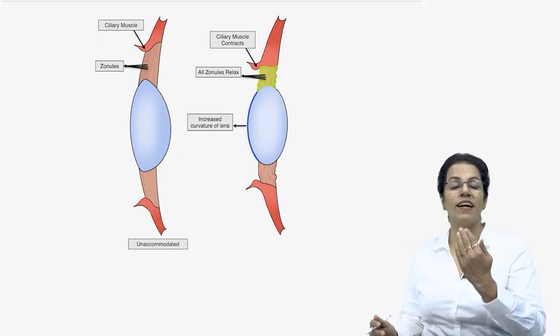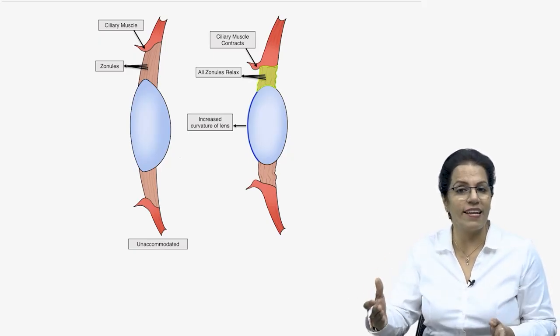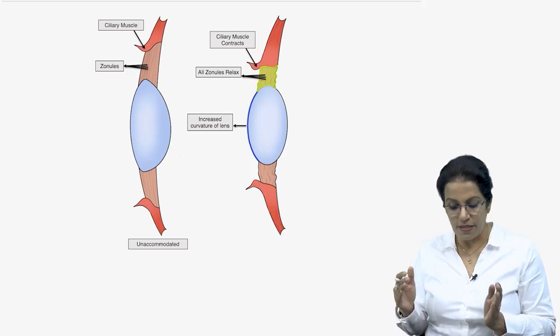So whatever more refractive power that I need for my near vision, I can get from this increase of curvature of the lens. Okay? So this is what is accommodation.